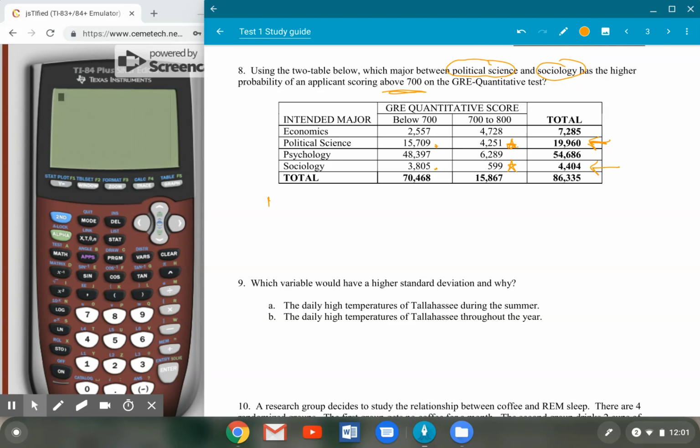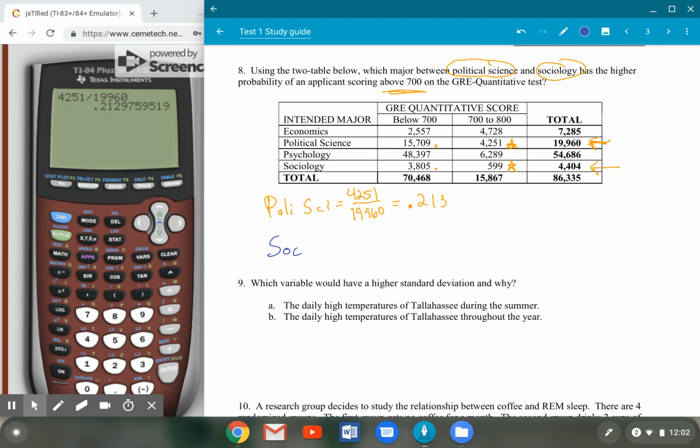So for my political science majors, we had 4,251 out of 19,960 score 700 to 800. So 4,251 divided by their total. And that gives me 0.213, or about 21.3%.